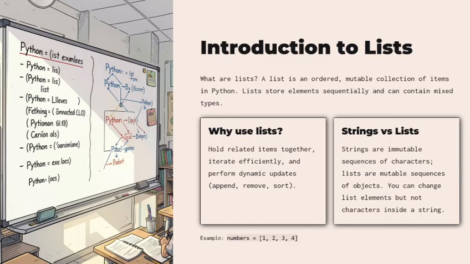Lists are different. Example, you can see here numbers are 1, 2, 3, 4. We can change numbers[0] = 10. Now the output will return as 10, 2, 3, 4. So the main difference is string is a sequence of characters and is immutable. List is a collection of objects and is mutable. Okay, so have a look at this page, and if you guys have any doubt you can comment down.